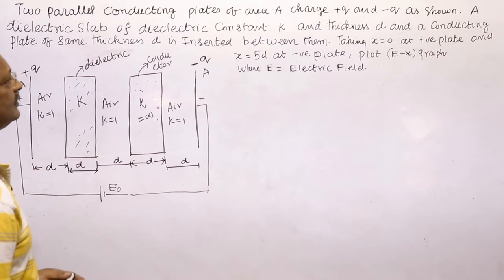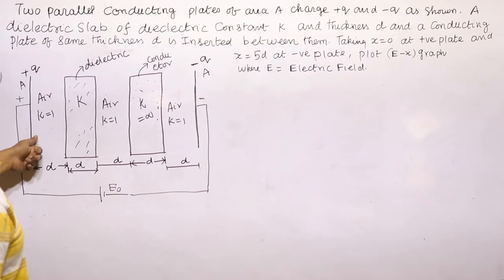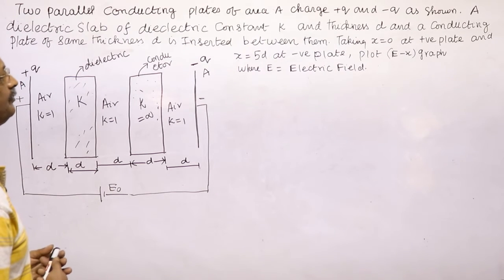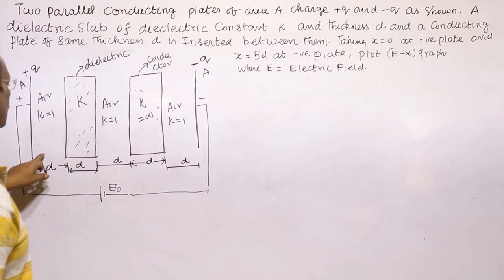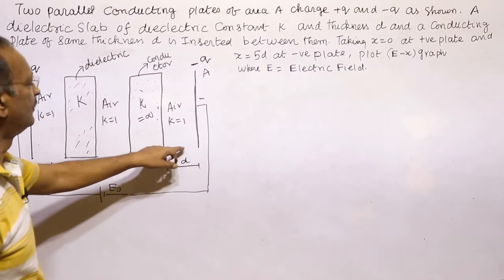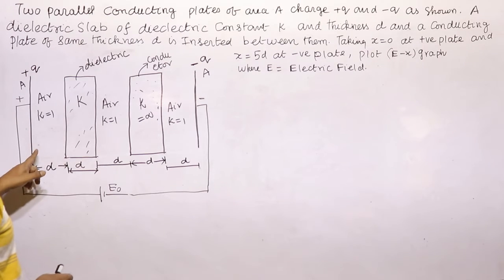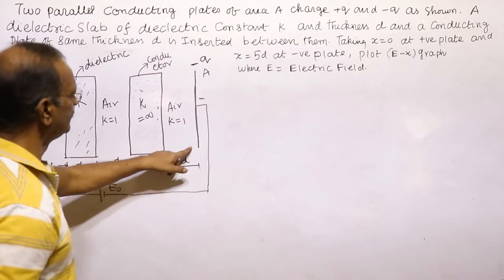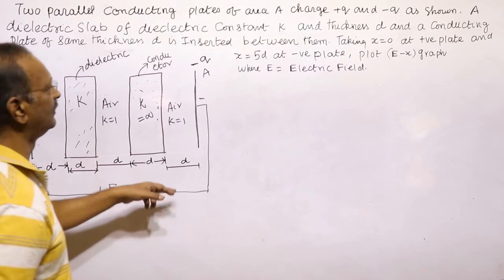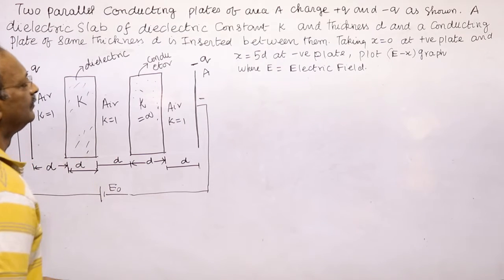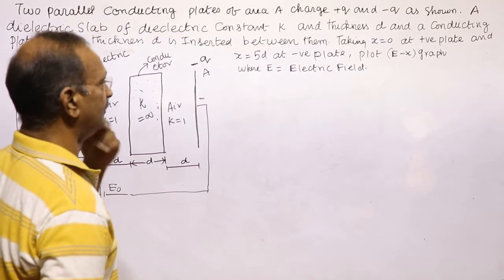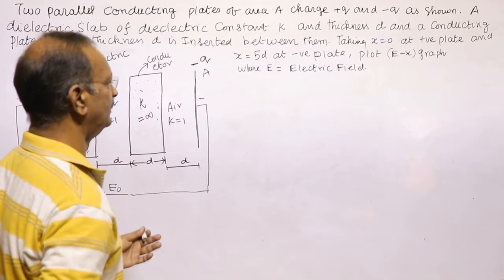Taking x equal to 0 at the positive plate, and x equal to 5d at the negative plate: 1d, 2d, 3d, 4d, 5d. So the distance between the negative plate and the positive plate is 5d, and we plot the E versus x graph, where E is the electric field.